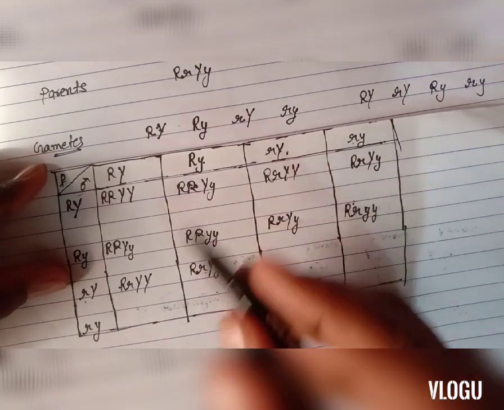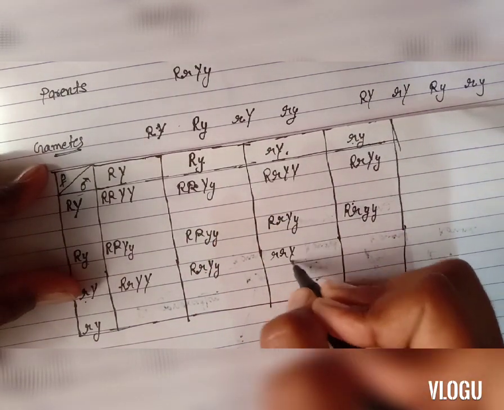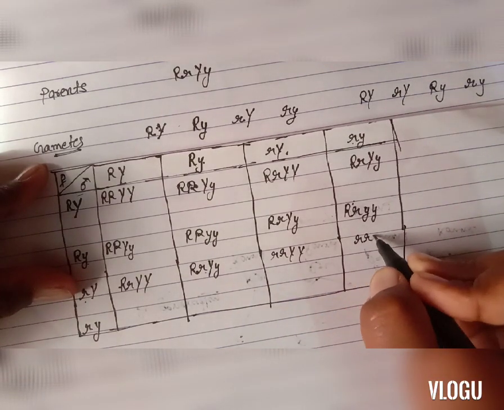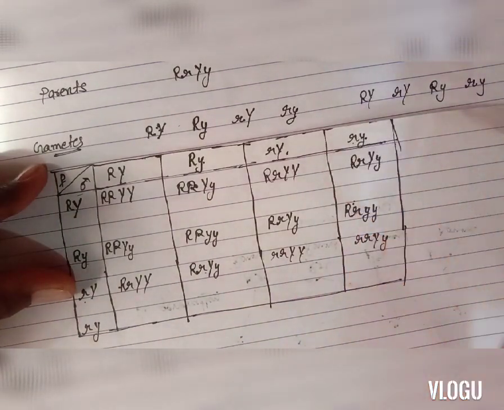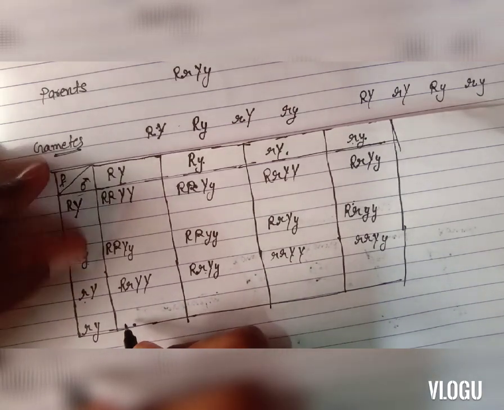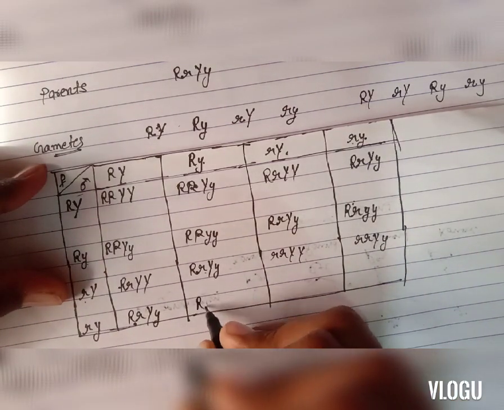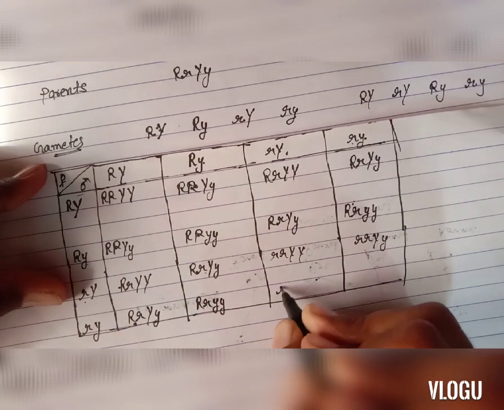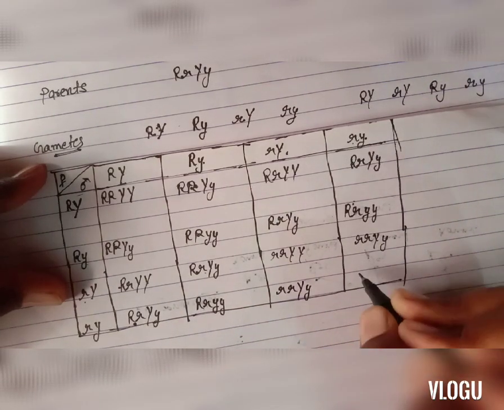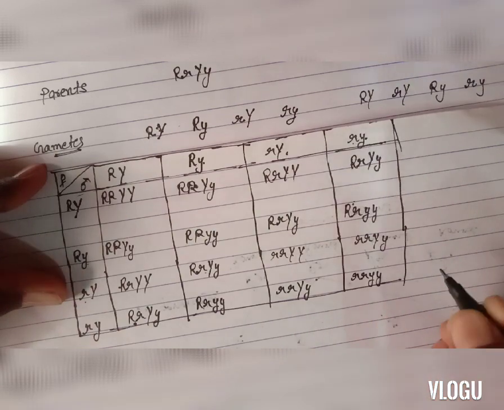For here, small r is there, small r, capital Y, capital Y. For here, small r, capital Y, small y. Capital Y is there and small y is there. For this point, capital R, capital Y, small y, because small r and small y is there. For this point, capital R, small y, small y. For this point, small r, capital Y, small y. For this point, small r, small y, small y is there.